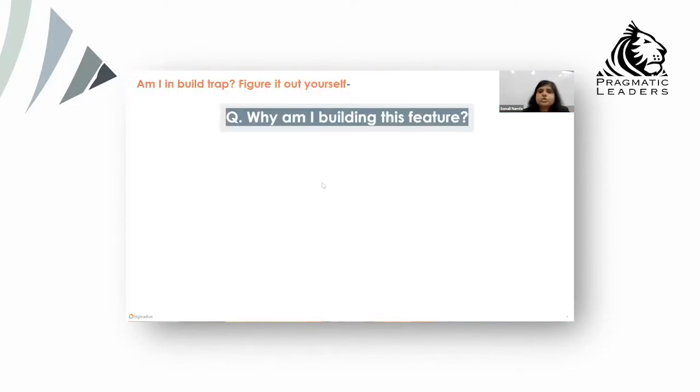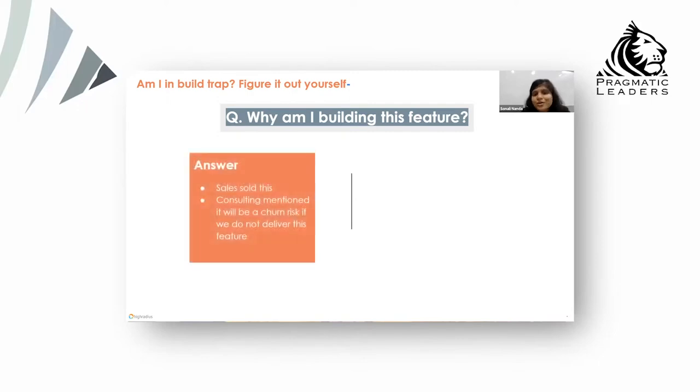The first question you can ask yourself always is, why am I building this feature, right? Whatever I say here are examples, so don't read this as a sure short answer. So if your answer is, oh, my sales team sold this and the market needs this, okay, great. Or the consulting team mentioned that if I don't deliver this functionality, I will lose this client, right? And I need to deliver within so and so release. Or, oh, my manager asked me to build this feature, right? Or my client asked me to build this feature, right? If any of these answers are true, or some similar pattern you see in your mind when you're asking this question, then you are in a build trap, right?